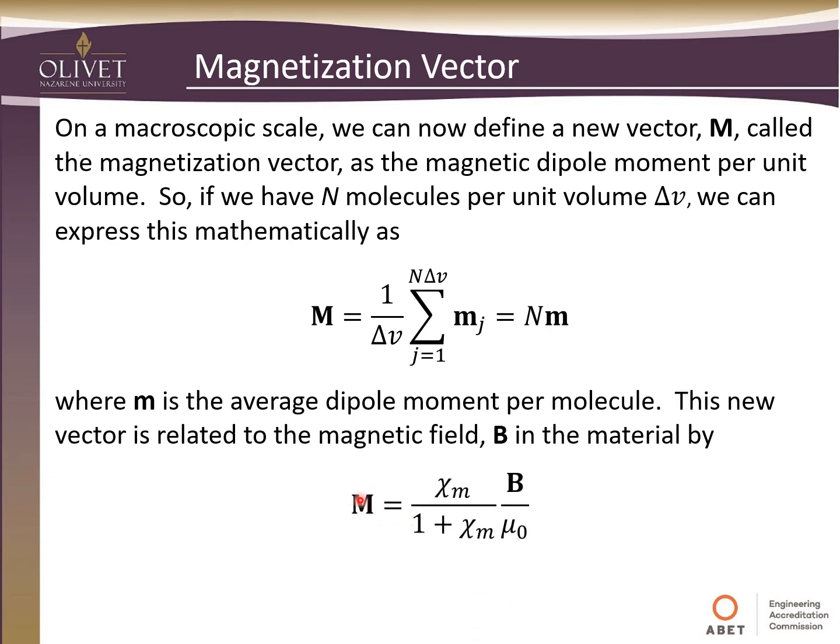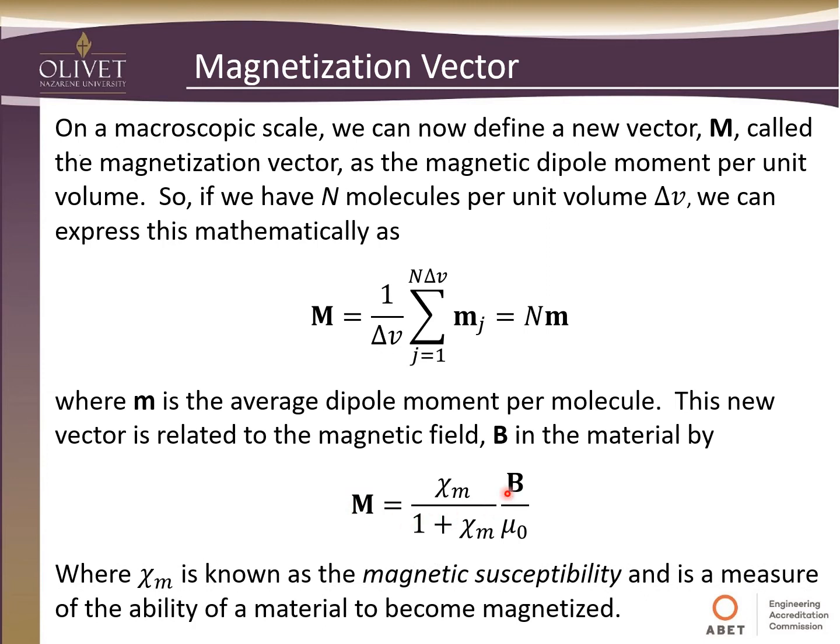So now we have our magnetization vector is equal to this equation, which involves our magnetic flux density vector. We're introducing this new term here, chi sub m. This is known as the magnetic susceptibility. And this is just something we measure for each type of material. It measures the ability of a material to become magnetized. So more magnetic materials will have a larger number, smaller ones not so much.